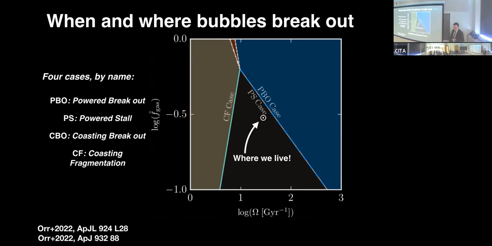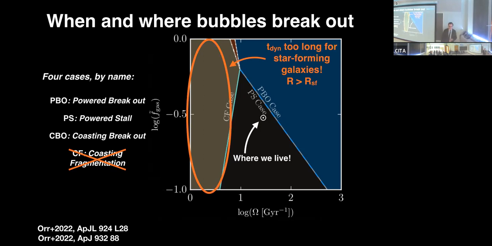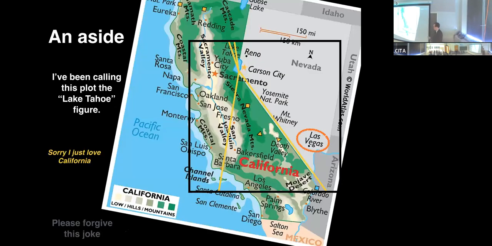And so again, it's actually omega and f_gas, and the dynamical times of galaxies are never so long as to support this coasting phase. Everything more or less in the real universe, where the edges of star-forming disks appear to end, is in some sort of powered phase.